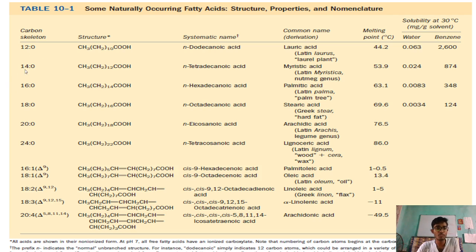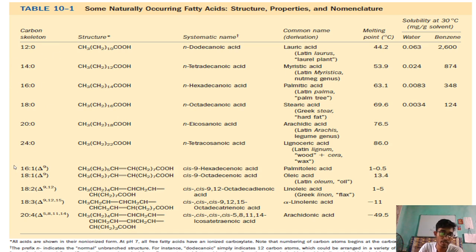So if 14, then n-tetradecanoic acid. The n means an unbranched chain, and n-tetradecanoic acid is myristic acid. So that was the naming rule for saturated fatty acids.